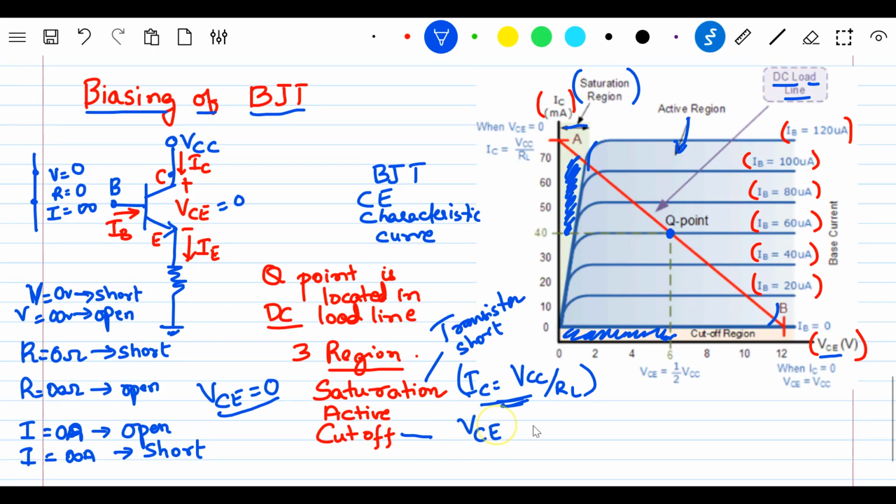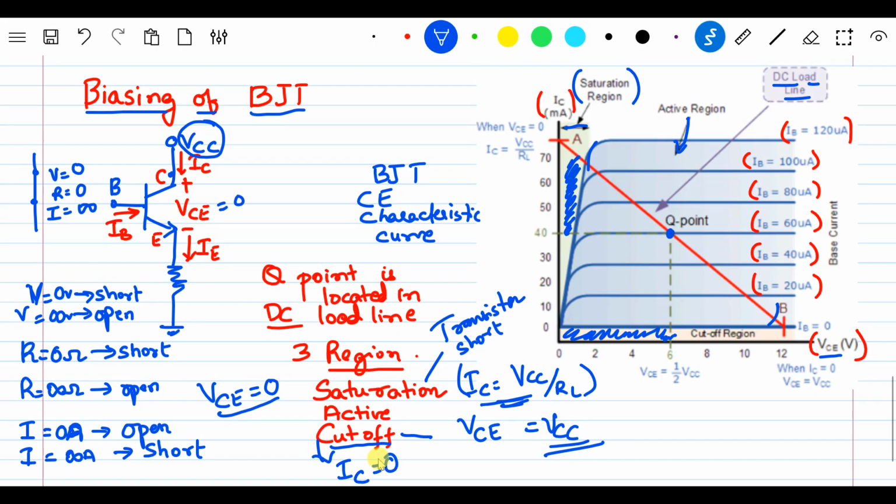Whereas when you take the cutoff region, VCE will be equal to VCC, and your current IC will be approximately equal to 0. At cutoff, the current IC will be equal to 0, whereas VCE will be equal to the maximum voltage. See, for any circuit, the maximum DC voltage will always be VCC. So therefore, VCE equals VCC and IC equals 0. This would be the case for the cutoff region.